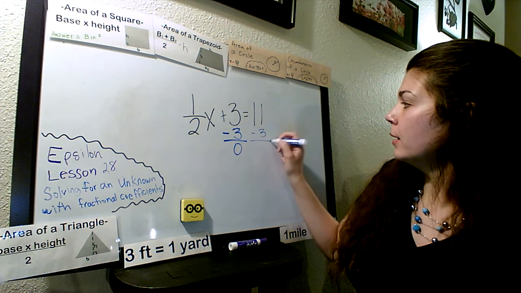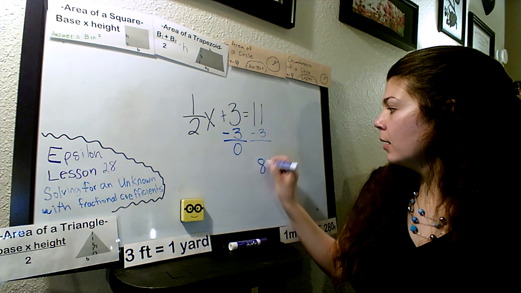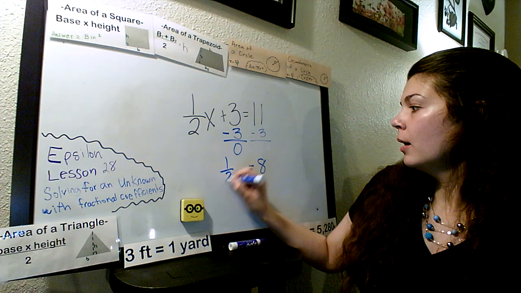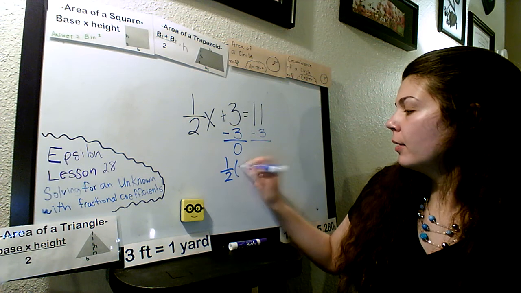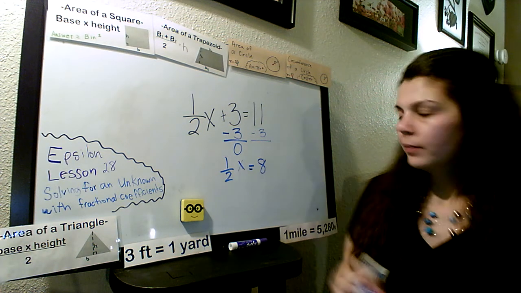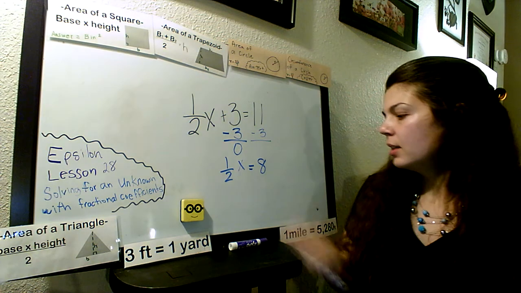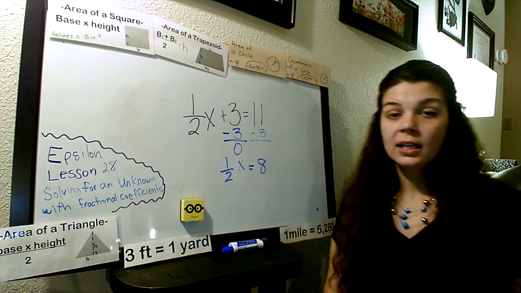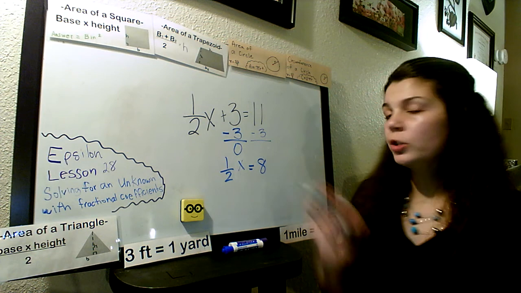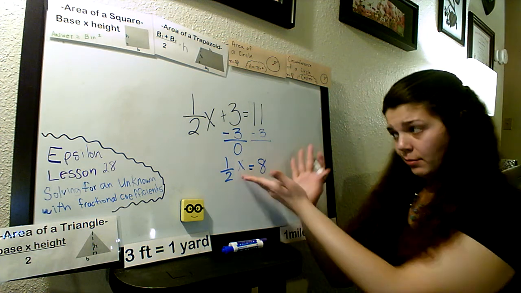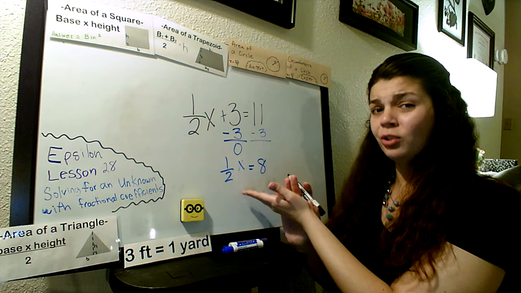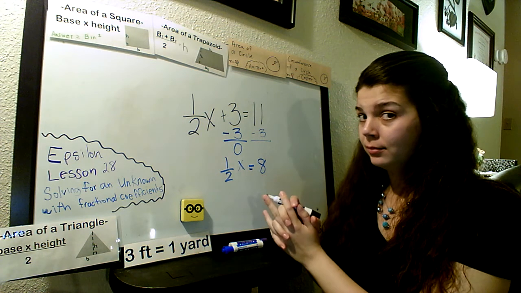Minus 3. Okay? 8 equals half, or well, just an x technically. X. All right. So I've got half times x equals 8. Now I'm going to multiply by what? My unknown is still a mystery. What do I need to do next? What do you think?